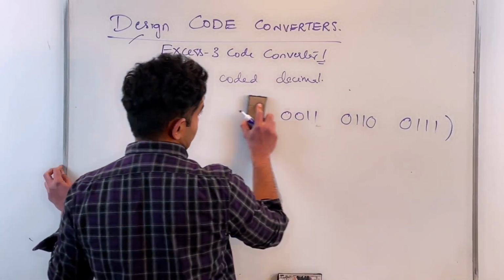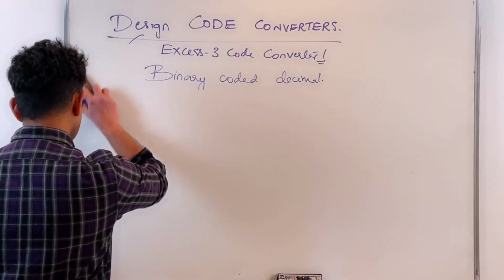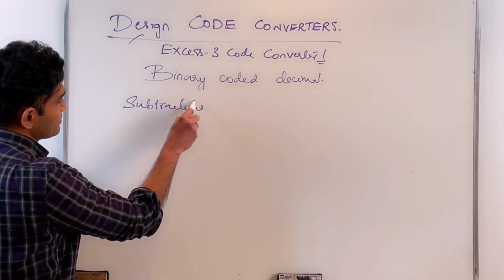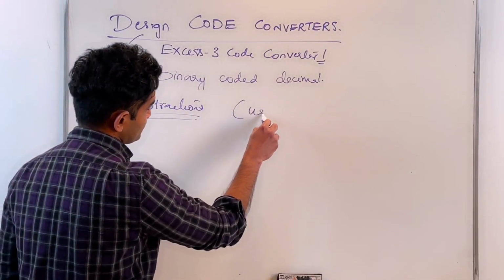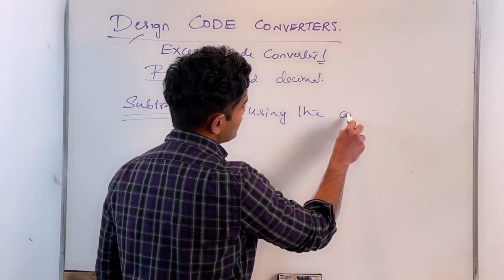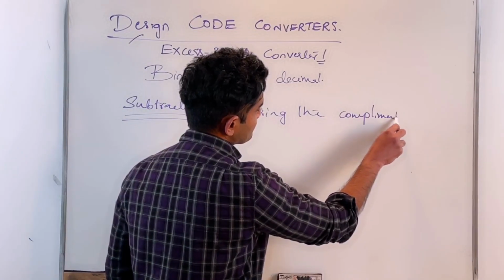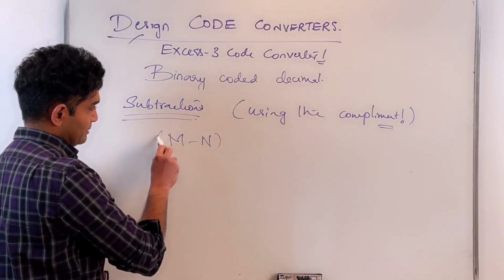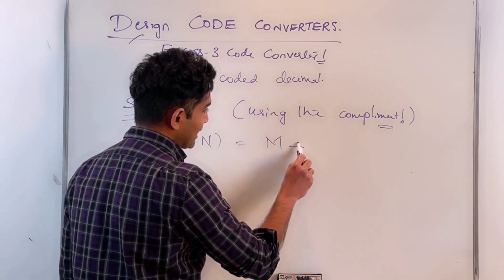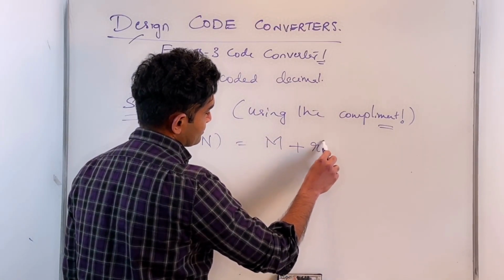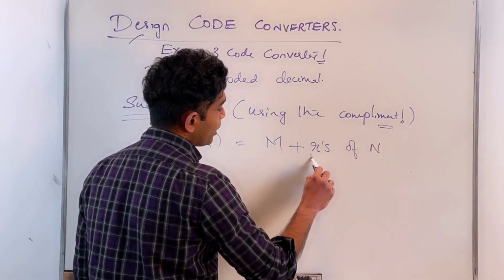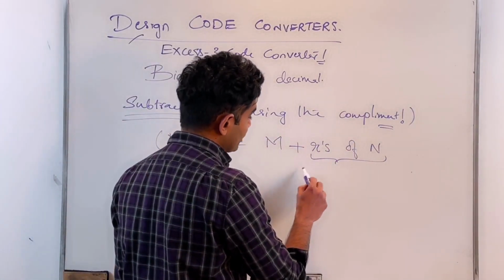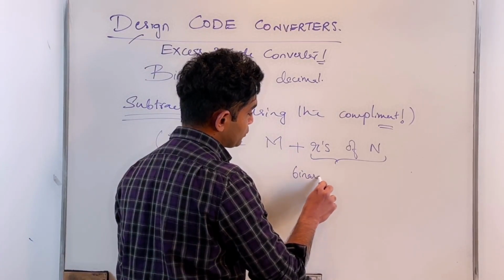Now, if you recall, when I'm trying to do subtractions using the complement approach, if I want to find m minus n, that's the same as taking m and adding to that the r's complement of n. Now, how do you find the r's complement of n? If I'm working with binary numbers, it's very simple. The r's complement, when I'm dealing with binary, is the 2's complement.